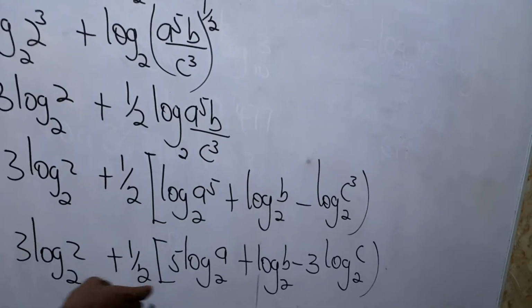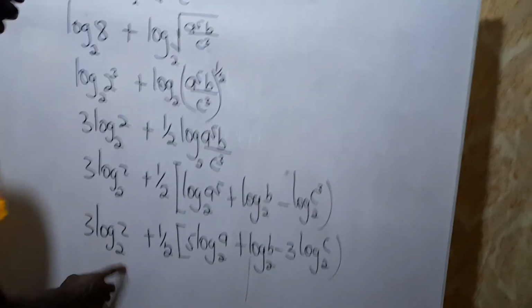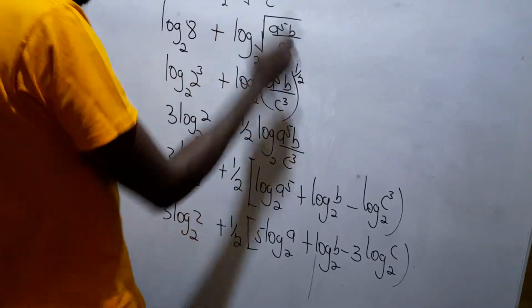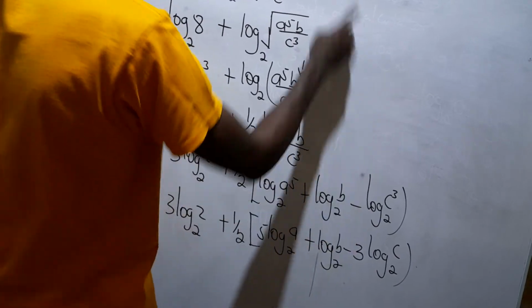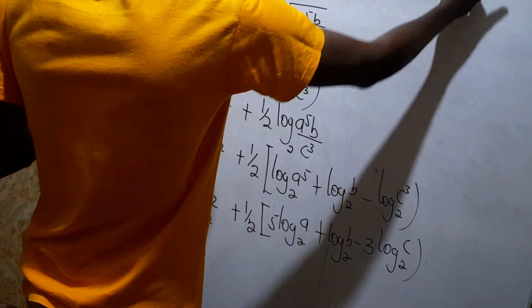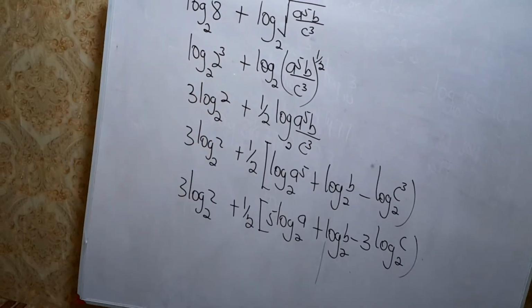Now with this, we know that log 2 base 2 is 1. Log a base 2 is given to be 3. Log b base 2 is given to be negative 2. And log c base 2 is given to be 5. We just substitute them, then we evaluate our expression.